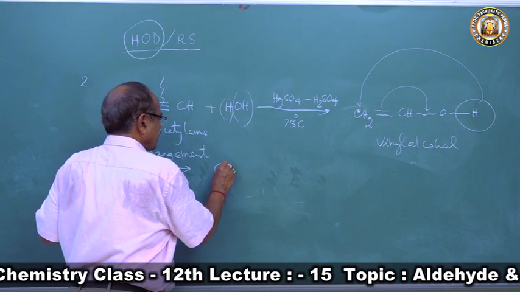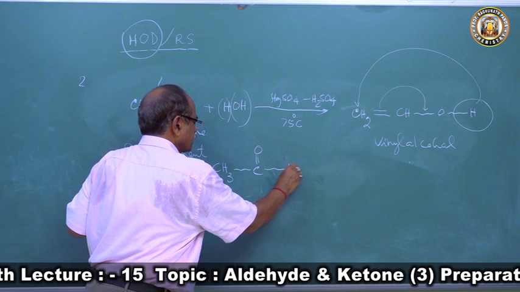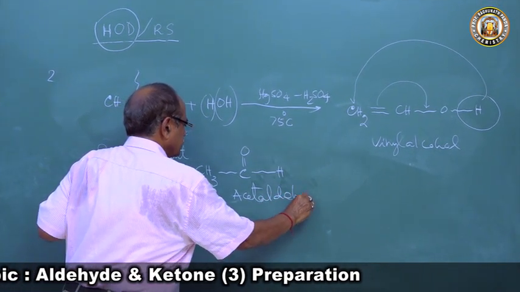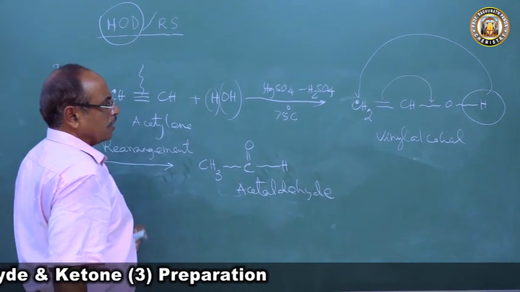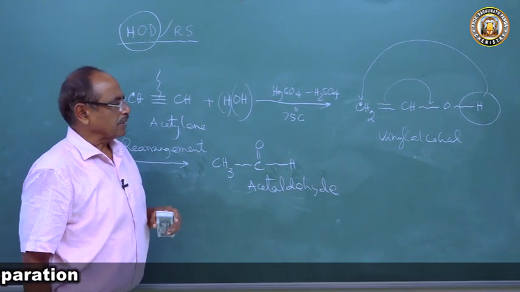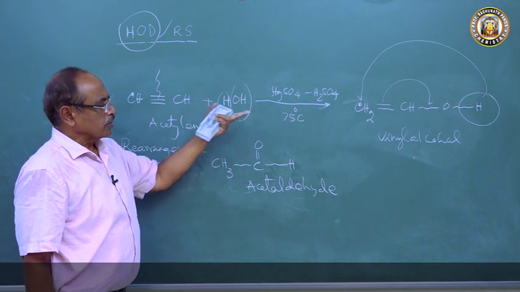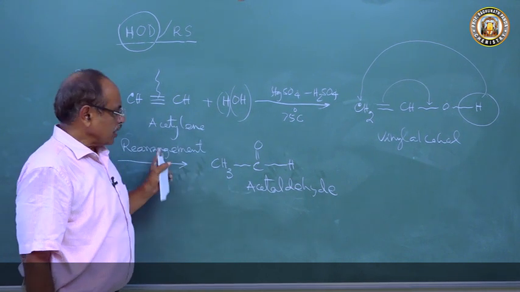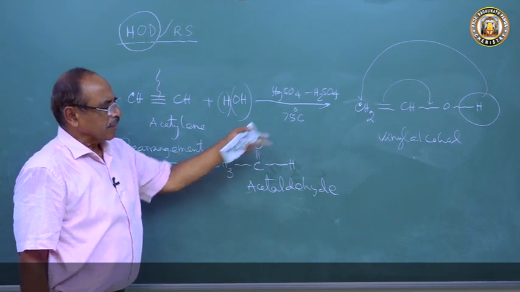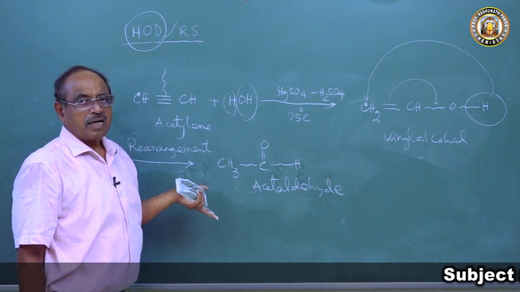To produce CH3CHO. This is acetaldehyde. When acetylene is heated with mercuric sulfate and sulfuric acid, it undergoes hydration reaction to form vinyl alcohol, which undergoes rearrangement to produce acetaldehyde. What are these? They are functional isomers. Acetaldehyde and vinyl alcohol, they are functional isomers.